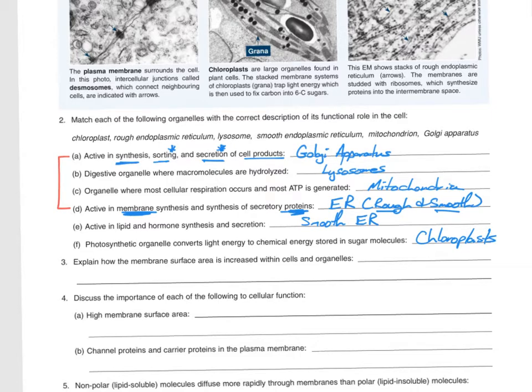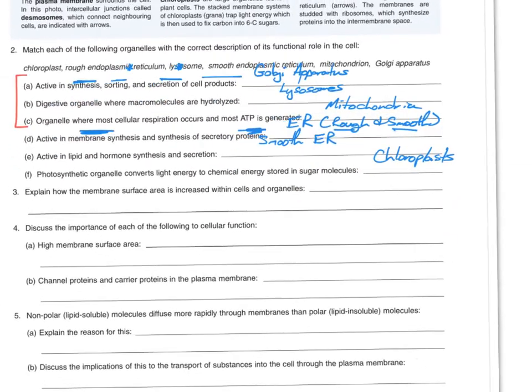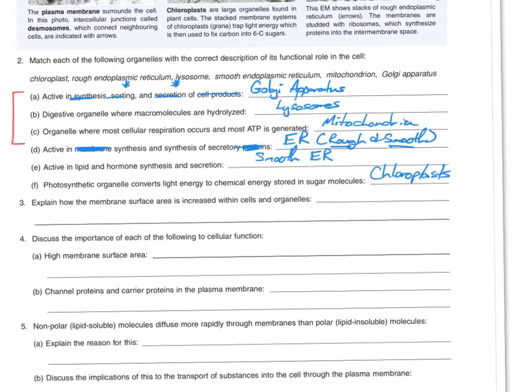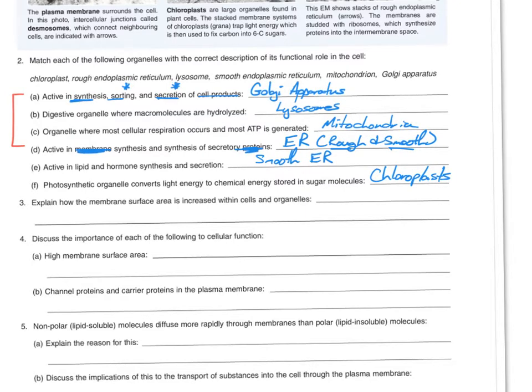Explain how the membrane surface area is increased within cells or within cell organelles. So you have this tiny little organelle that's inside this tiny cell. How do we increase the surface area without making a mess? Having to do what now? More materials go into the cell.